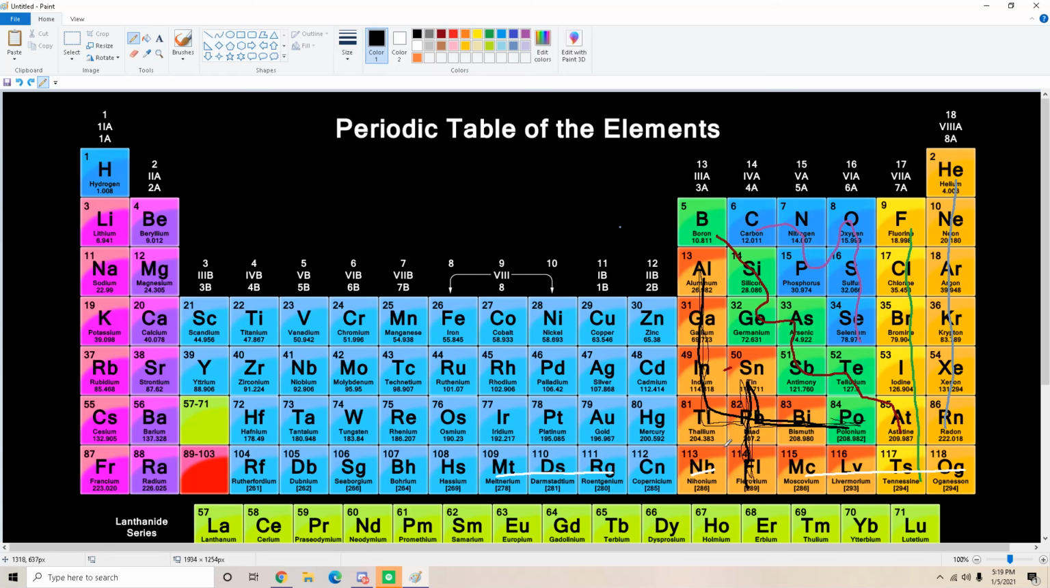Back to what I was saying. I just talked about other nonmetals. Now I'm going to be talking about noble gases. They're very stable and hardly ever react.